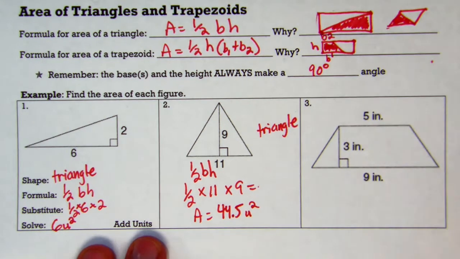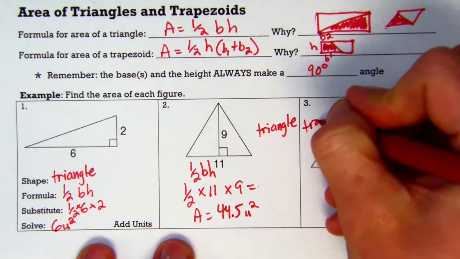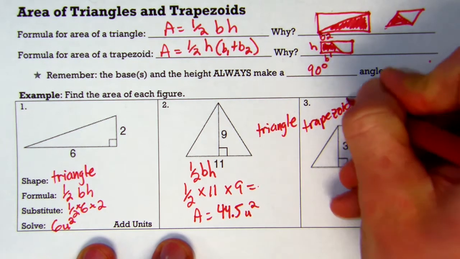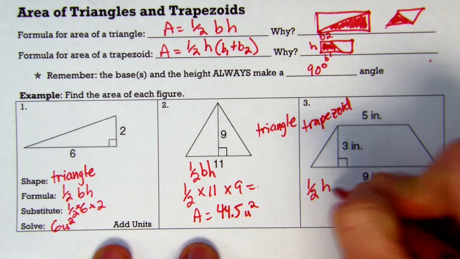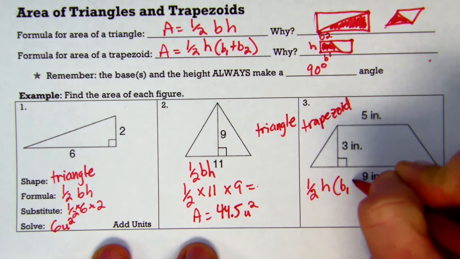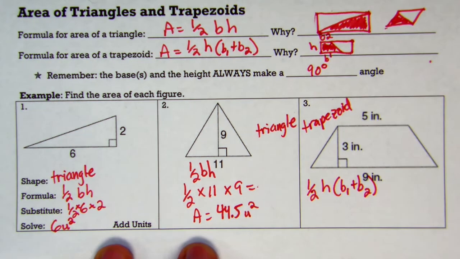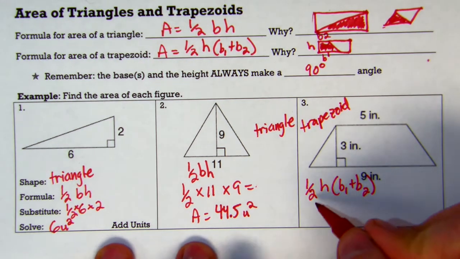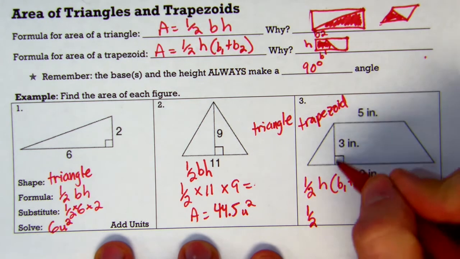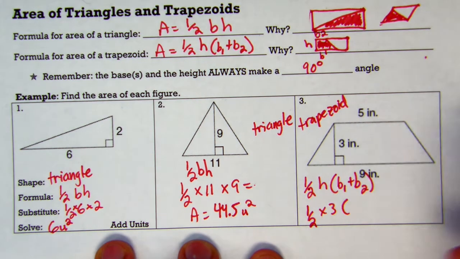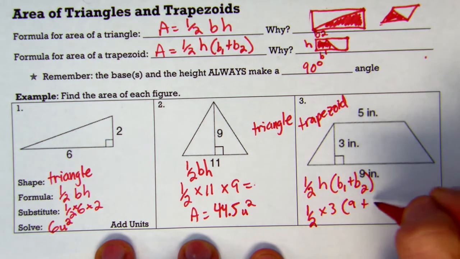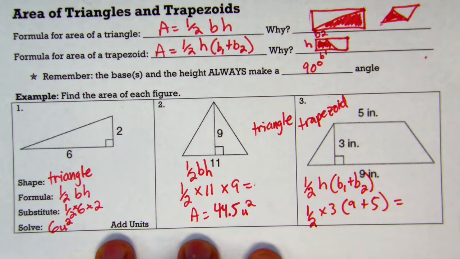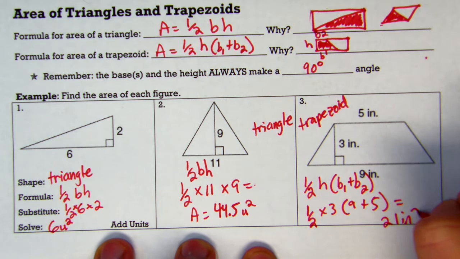Number 3 here, we've got a trapezoid this time. Let's go ahead and label it a trapezoid. Okay. Let's go ahead and write our equation as half times height, and then we're going to do base 1 plus base 2. Okay. Let's go ahead and plug it in. We're going to bring down our half. Our height is 3 inches. And then our two bases, one base is 9 inches, plus the other base is 5 inches. Go ahead and plug that into the calculator, and you should get an answer of 21 inches squared.